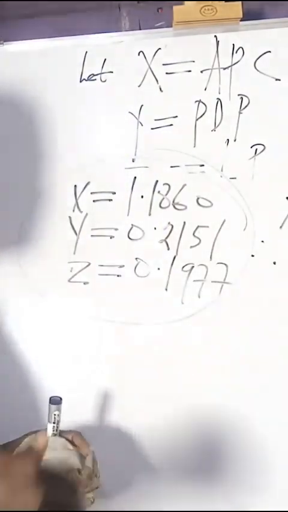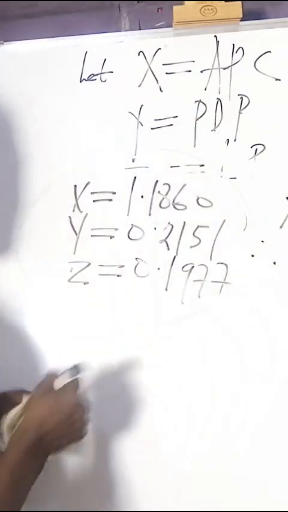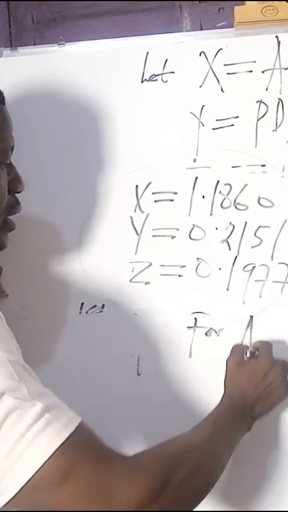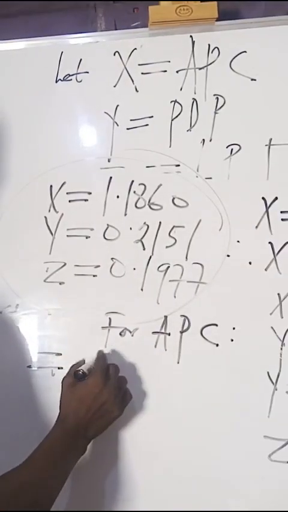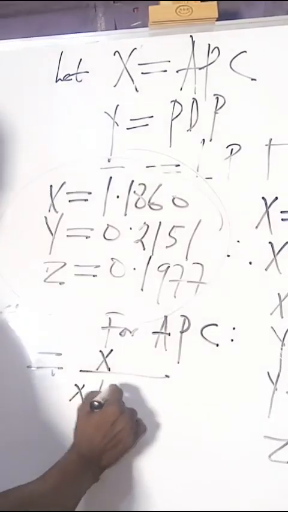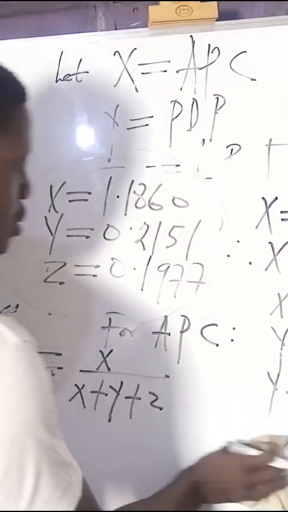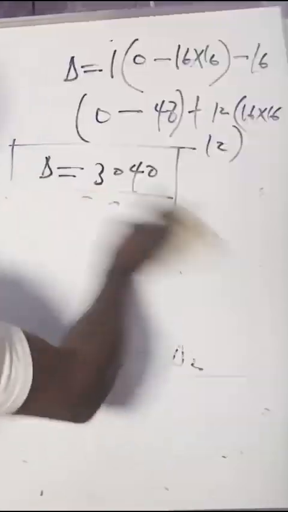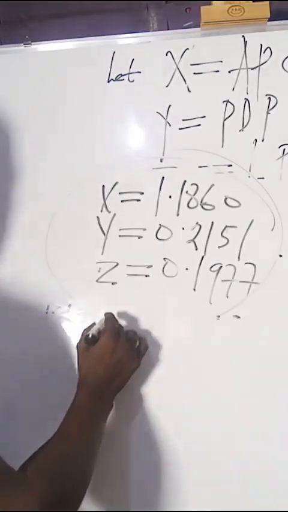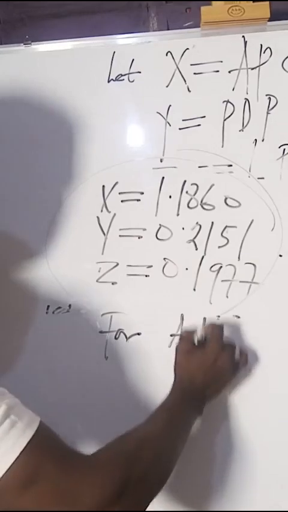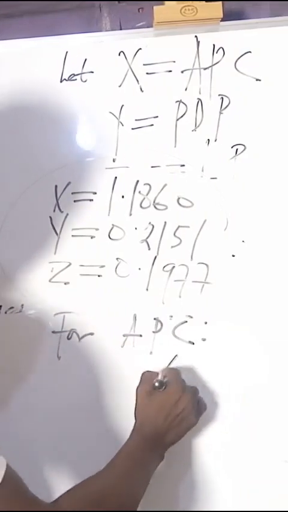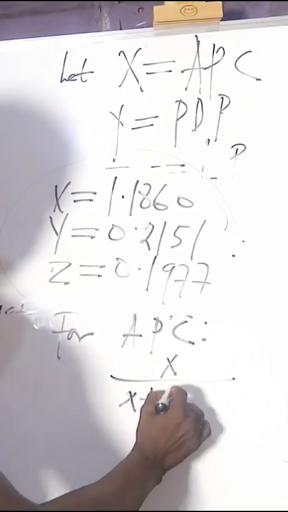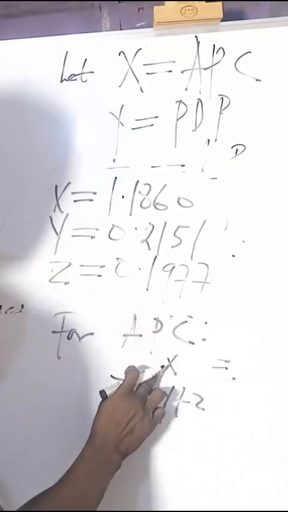Having gotten the values of x, y, and z, what we do next is to estimate the percentage ratio for each of these political parties. For APC, how do we get it? For APC, it is x over x plus y plus z. When you do that, you are going to obtain the value.